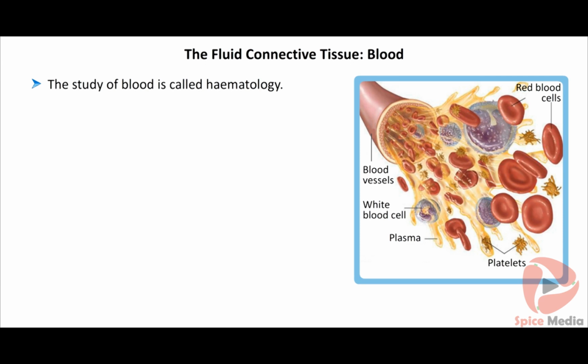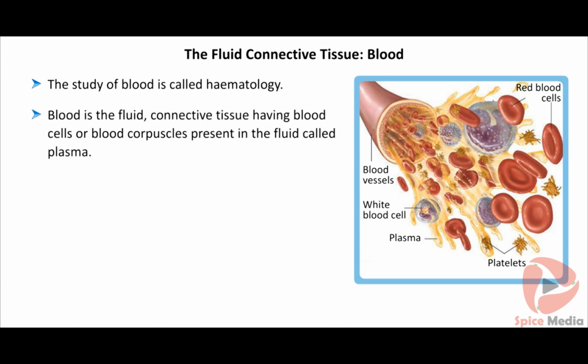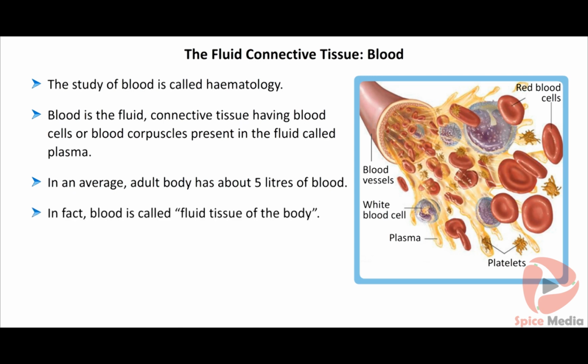The study of blood is called hematology. Blood is a fluid connective tissue having several different types of cells present in the intercellular fluid called plasma. These cells are called blood cells or blood corpuscles. An average adult has about 5 liters of blood. In fact, blood is called the fluid tissue of the body.